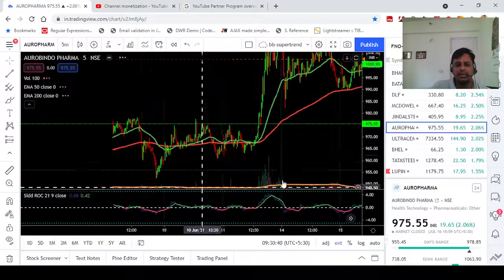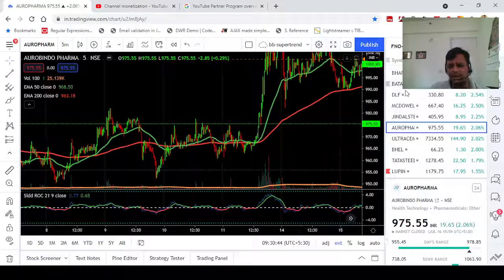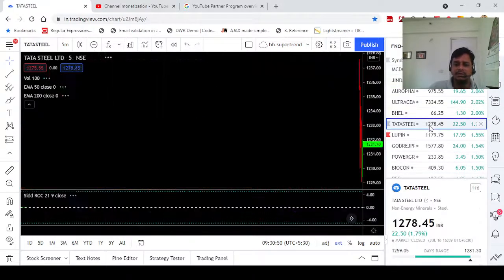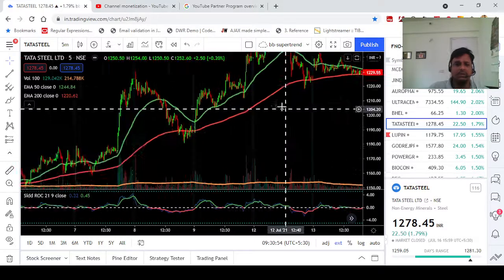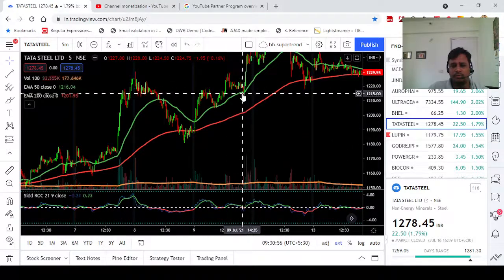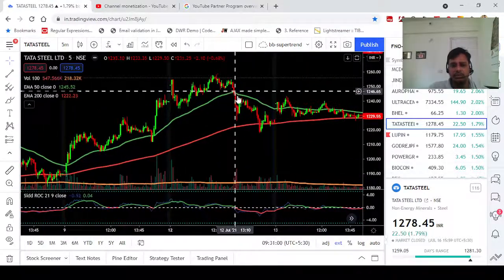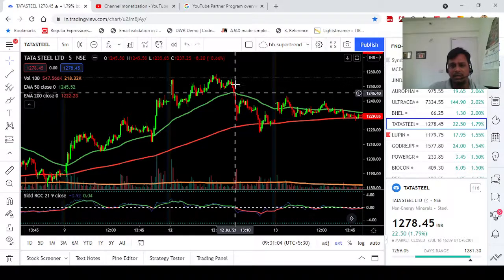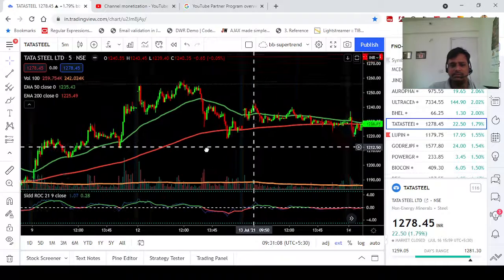Okay, but this needs practice. I will tell you, this needs practice multiple times. If you do the same kind of practice again and again, it will be successful. If you go to the Tata Steel chart, see that here support is there. Then the support got broken. You will take one short trade here. Your stop loss is again 1%, target is 2 to 3%.